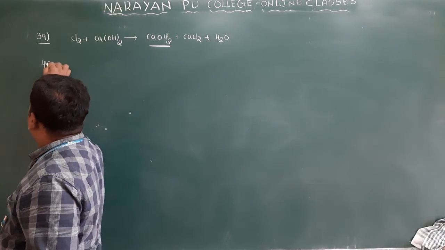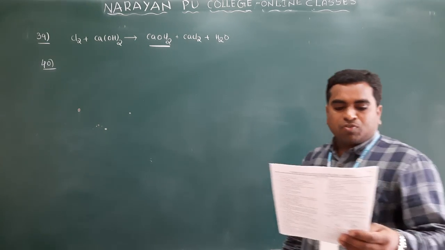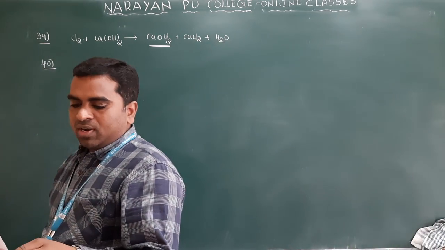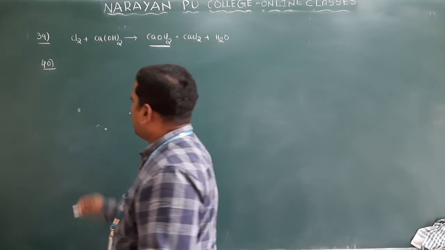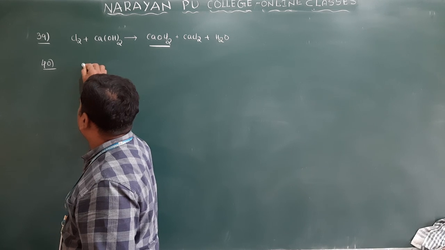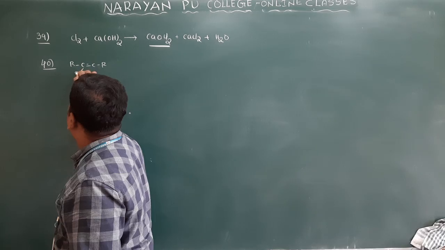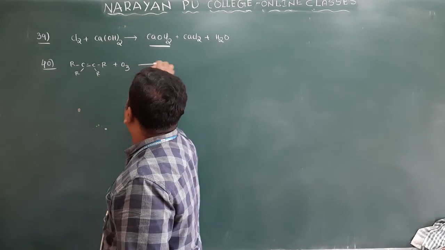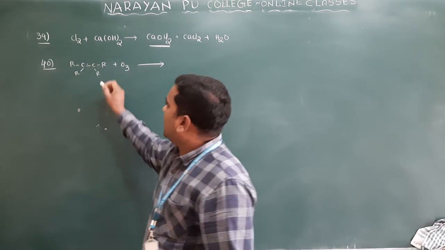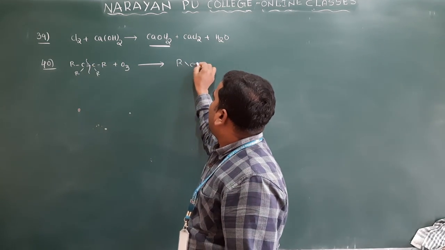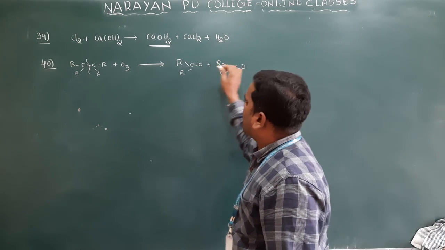Now question 40, which of the following is not correct? First one, preparation of ozone. Second one, ozone undergoes addition reactions with unsaturated carbon compounds. Unsaturated carbon compounds means double bonds are there. If you add ozone, an addition reaction will take place. Then the bond will break and you will get ketones or aldehydes, depending upon the alkene.